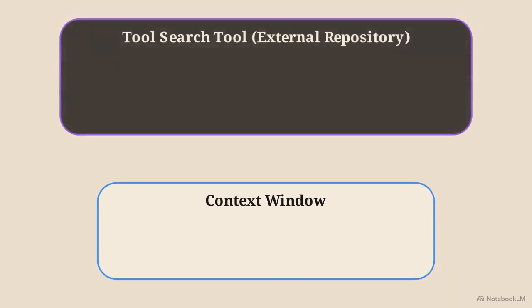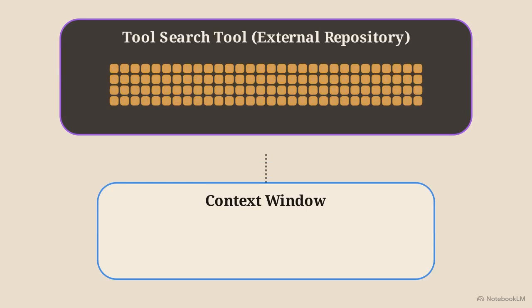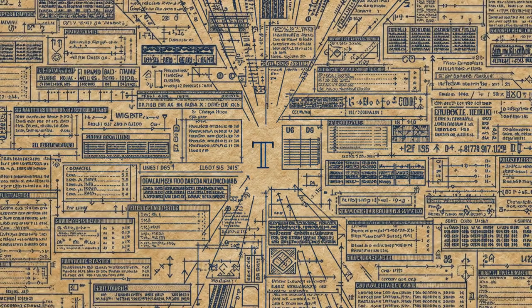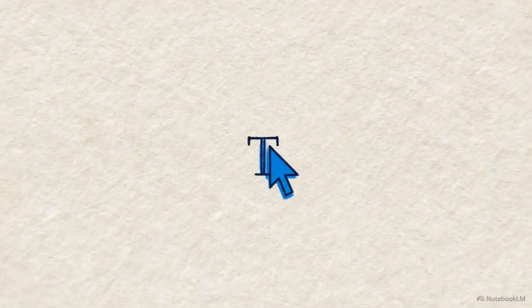Instead, we use a tool search tool. This acts as an external repository, safely outside the active context window. When the model needs a capability, only the exact required JSON schema drops into the active space. This technique is called defer loading. It relies on the speed of just-in-time tool declaration rather than upfront bloat. Loading tools dynamically preserves the context space, giving the model the room it needs to execute complex reasoning.